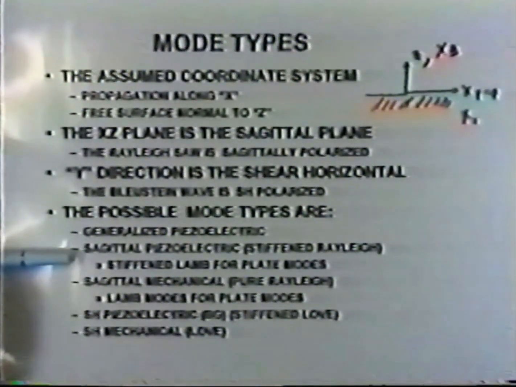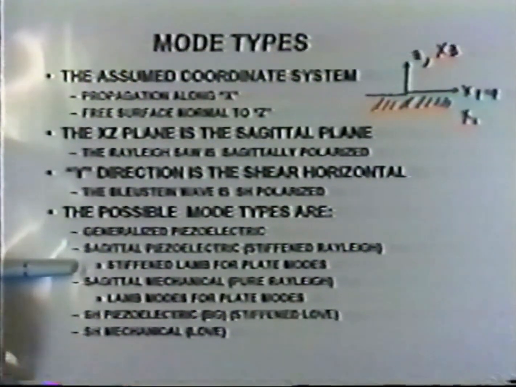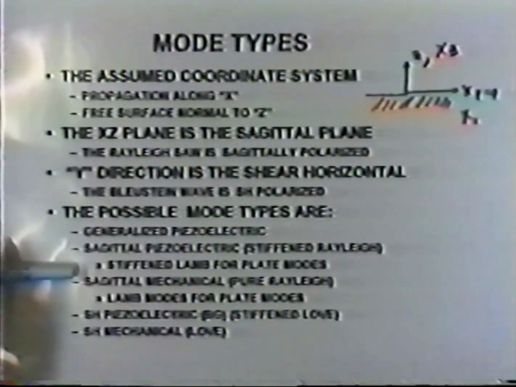If you're dealing with plate modes, then that kind of a wave, which is polarized in the sagittal plane and is accompanied by electrical field variables, we would call a stiffened Lamb wave, if we're dealing with plates.